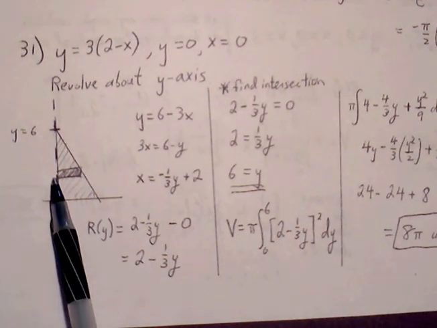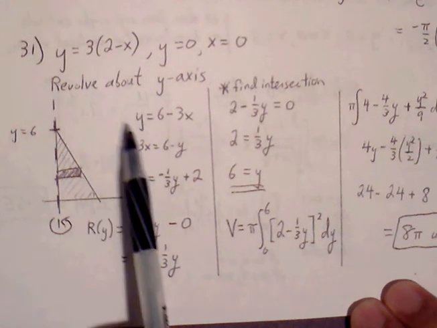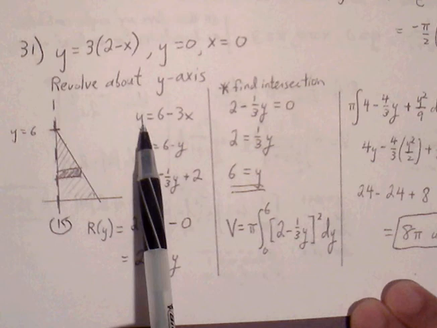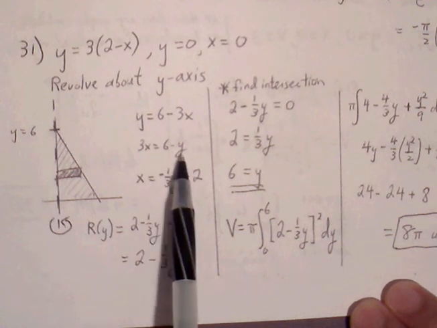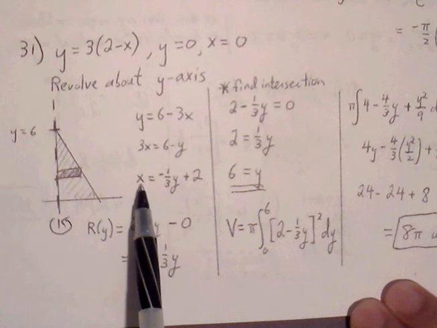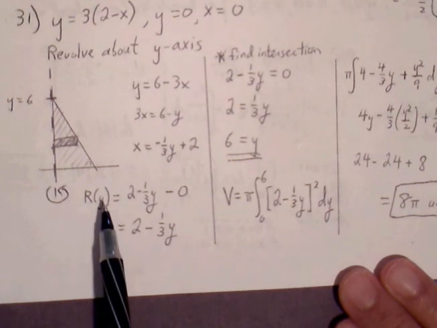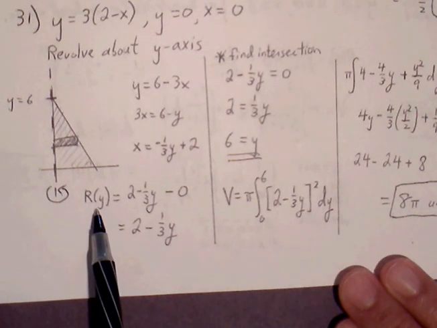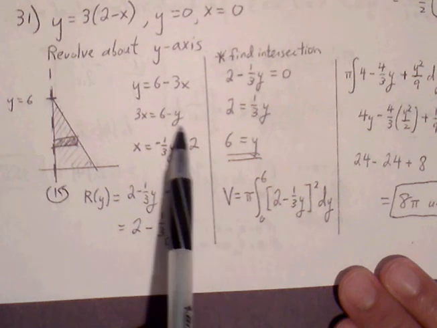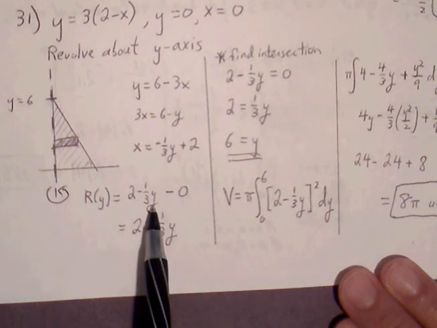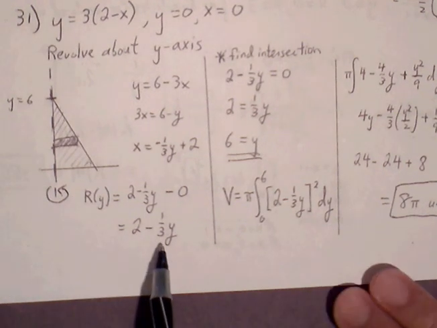Okay. Now, because everything has to be in terms of y, we have to make some adjustments with our equation. So if I distributed this through, y is equal to 6 minus 3x. Solve for x, I get 3x equals 6 minus y. Continue to solve for x, divide by 3, I get negative 1/3 y plus 2. So my radius is simply the right minus the left. We said the right is the linear function, so 2 minus 1/3 y. And the left is 0. So we get r of y is equal to 2 minus 1/3 y.